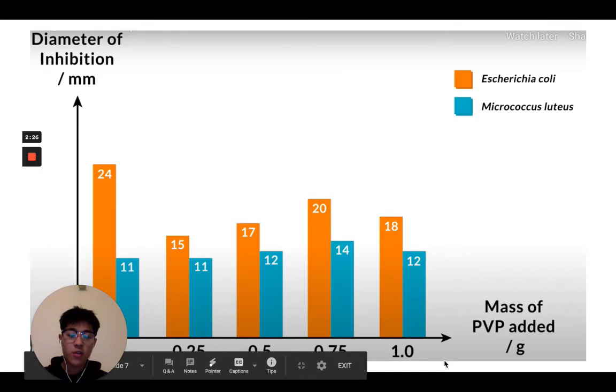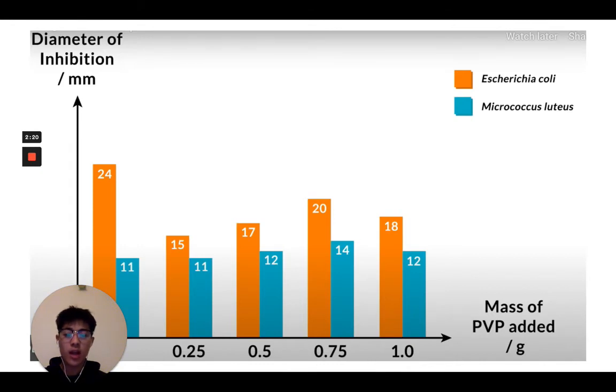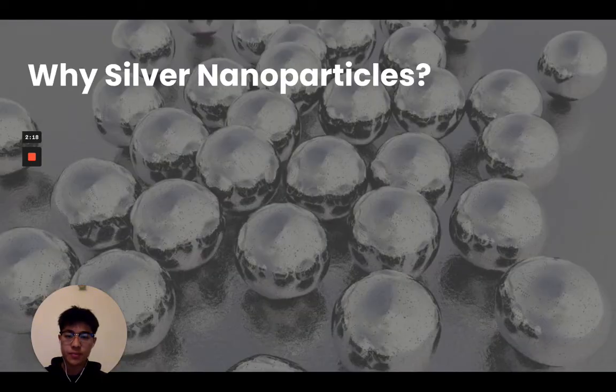Here in this graph, we can see that 0.75 grams is the optimal amount of PVP to prevent the spread of E. coli and other diseases. You might be wondering why specifically silver nanoparticles. Well, it's because silver at the nanoscale has a lot of interesting properties.